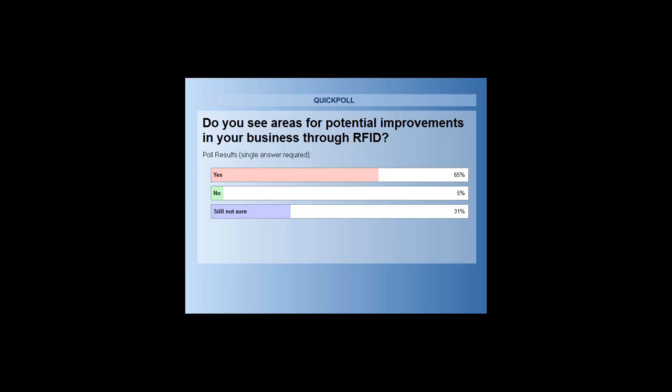So let's share our answers. Not surprising, based on the polls done by GS1 and what we've talked about today, the majority of our audience, 65%, can see areas of potential improvements through RFID. That's great to hear, and we're here to help. So if there's anything you feel TEKLYNX can do for you, let us know either in the survey at the end or via the questions here, and we'll be certain to follow up with you. 5% of you said no, which is fine, and I hope you still got some knowledge from the webinar today. Of the 31% of the audience that is still not sure, we're more than happy to spend additional time with you to do some evaluation to see if RFID could potentially help your business.